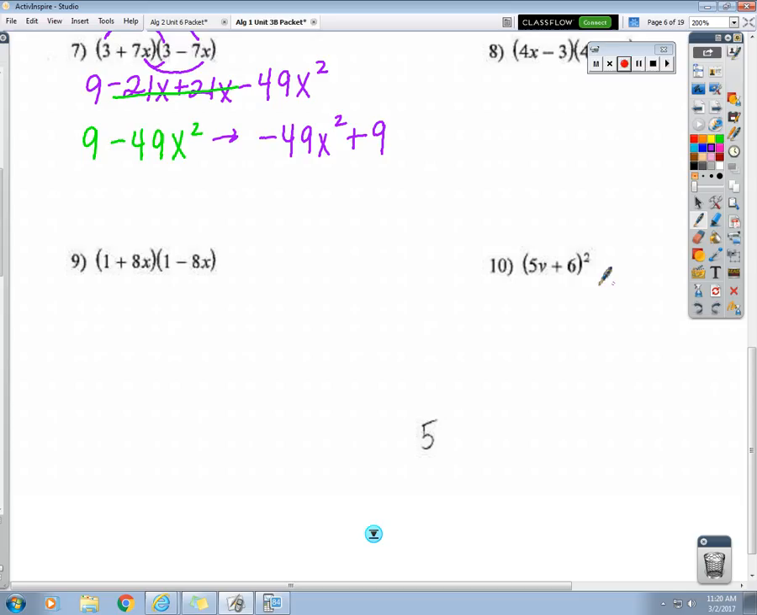Okay, number 9. Again, we have very similar binomials, but they're not completely identical because they have opposite signs. So 1 times 1 is 1. 1 times negative 8x is negative 8x. Positive 8x times 1 is positive 8x. And 8x times negative 8x is negative 64x squared.